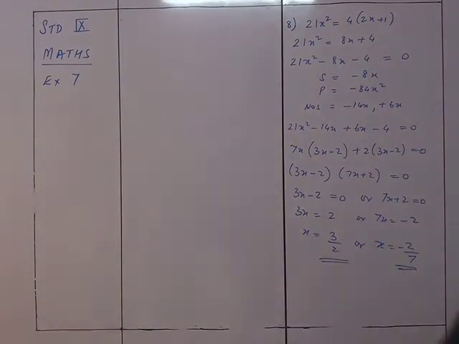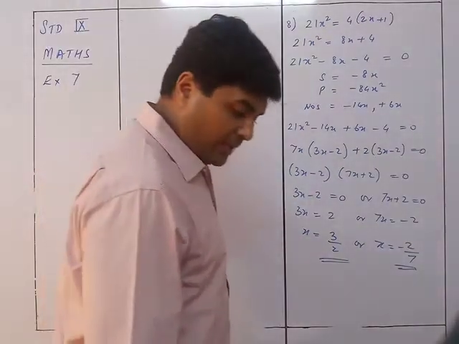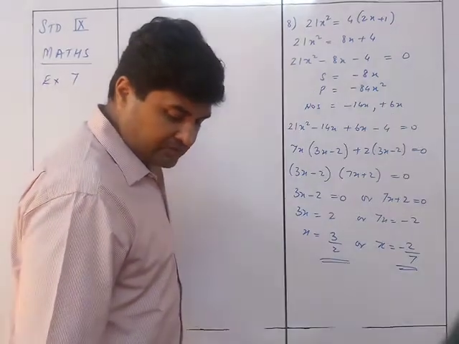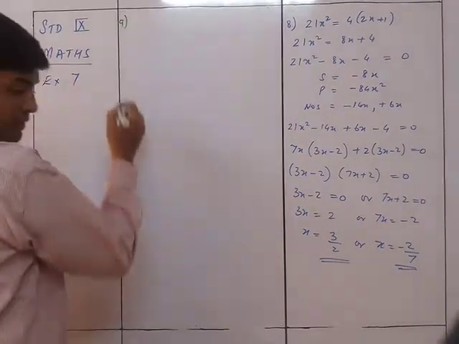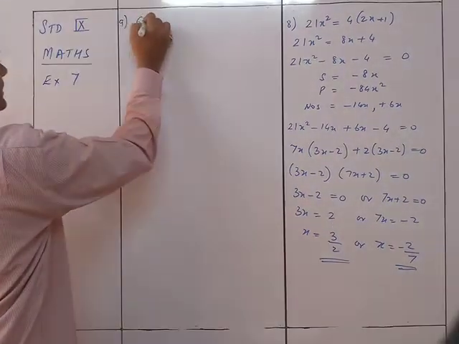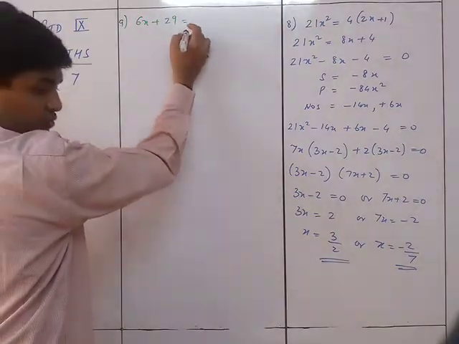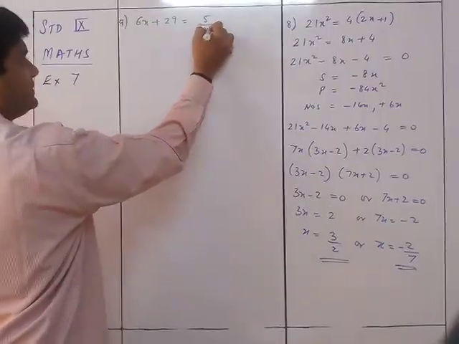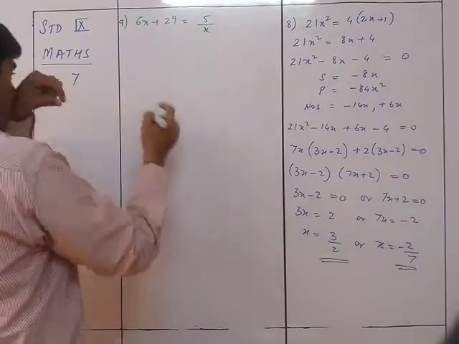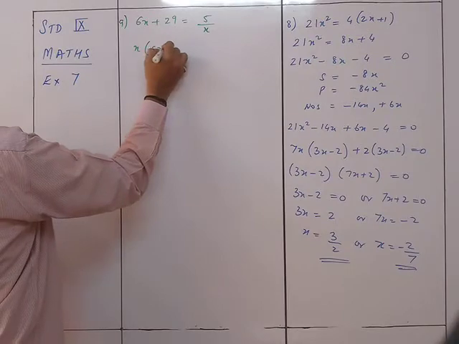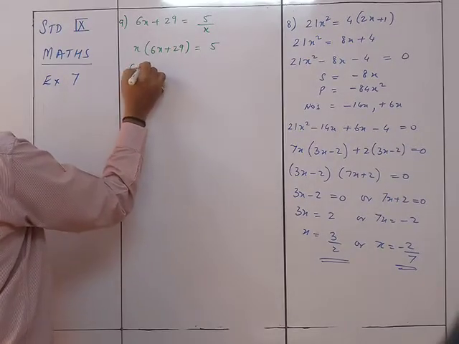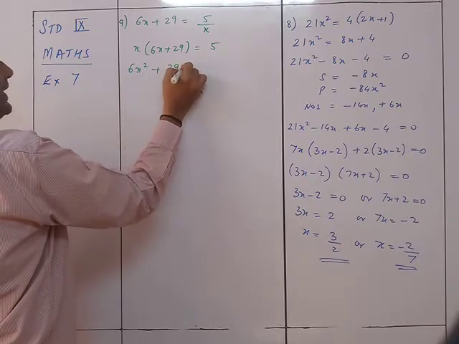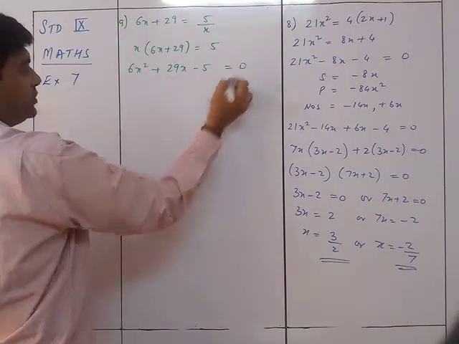So we continue with the quadratic equations of standard 9th. We had done this 8th sum. We now move on to the 9th sum. So sum number 9, it's 6x plus 29 is equals to 5 upon x. You just cross multiply, you get over here x into 6x plus 29 is equals to 5. So this will be 6x square plus 29x minus 5 is equals to 0.